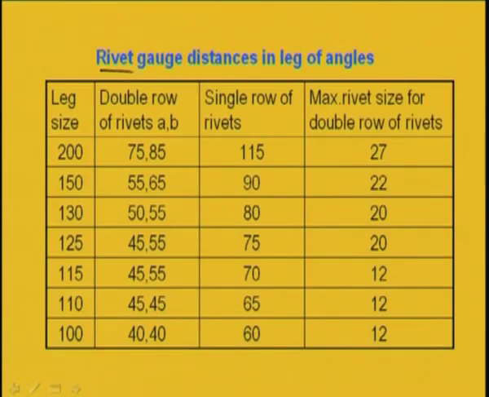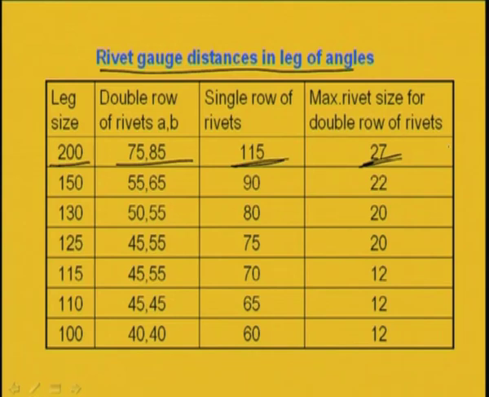As per the codal provision given in Table 31 of SP 61, the rivet gauge distance in the legs of angles is specified. For a leg size of 200, the double row of rivets A and B are 75 and 85, for a single row of rivets it is 115, and the maximum rivet size for a double row of rivets will be 27.